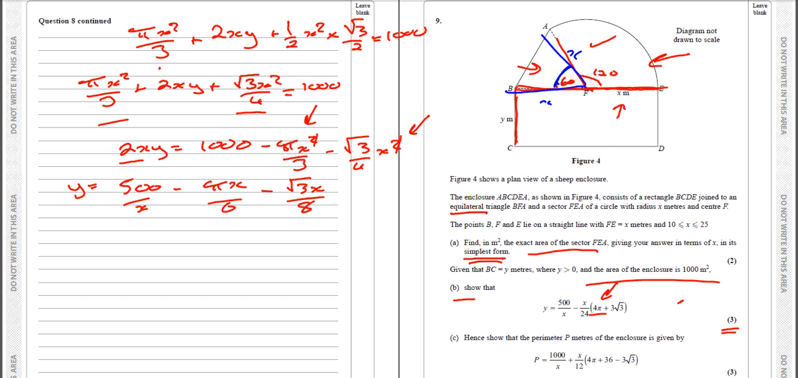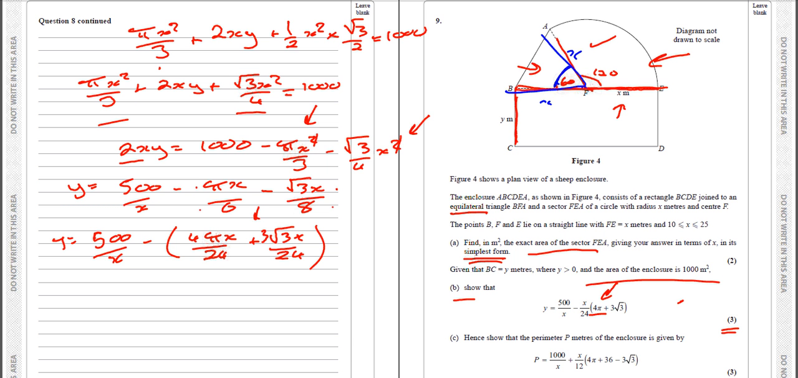But if we then say 500 over, so y equals 500 over x. And if we take x over, in fact, we've got to make it x over 24. So minus, so we put in brackets, 4 pi x over 24. So times top and bottom of this one by 4, times top and bottom of this one by 3, plus 3 root 3 x over 24.